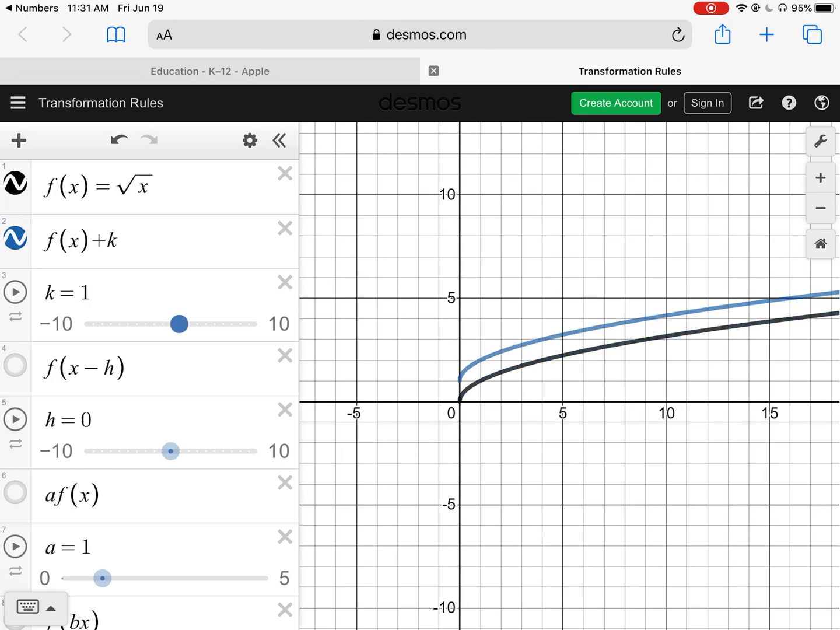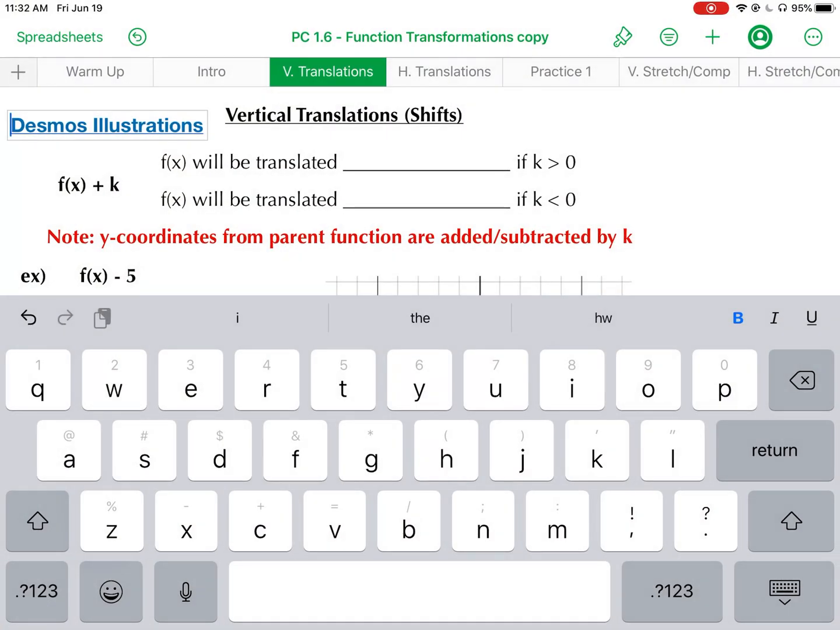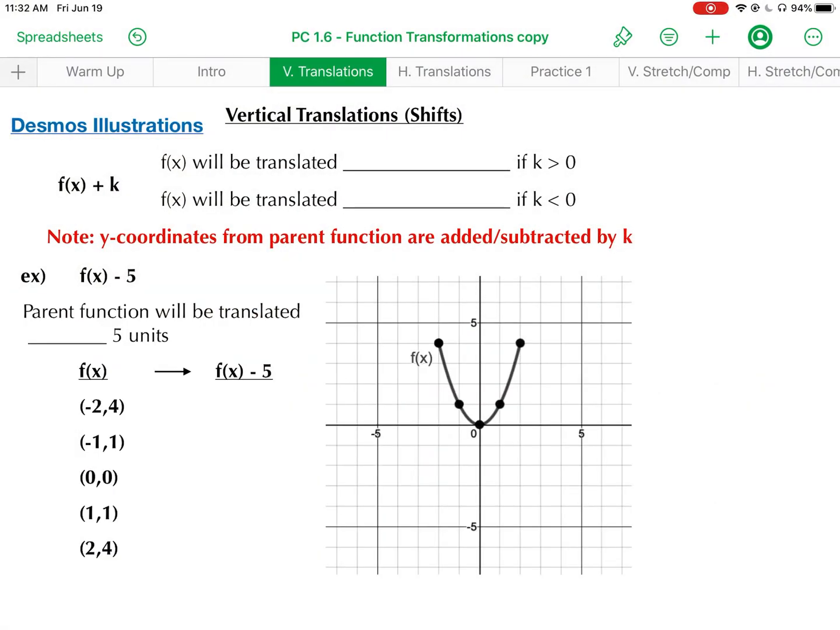If I make k 1, the graph moves up 1 unit. If I make k 2, the graph moves up 2 units, and so forth. So this is considered a vertical translation or a vertical shift, all right? Now, if I were to make k negative, I would actually be subtracting the value from f of x, and that's going to move us downward. Okay, so vertical translation in the negative direction. All right, so let's formalize this in our notes.